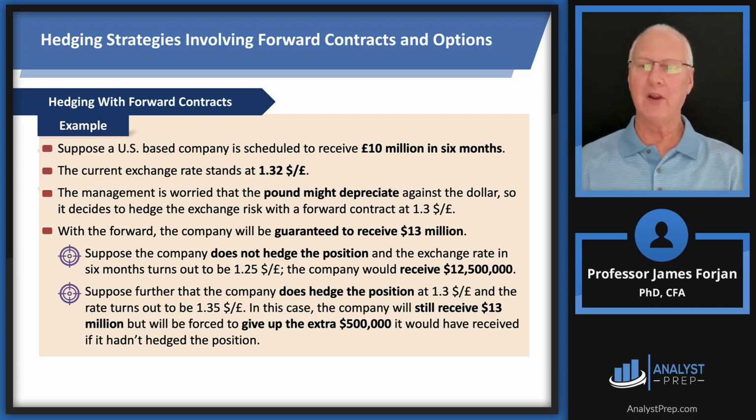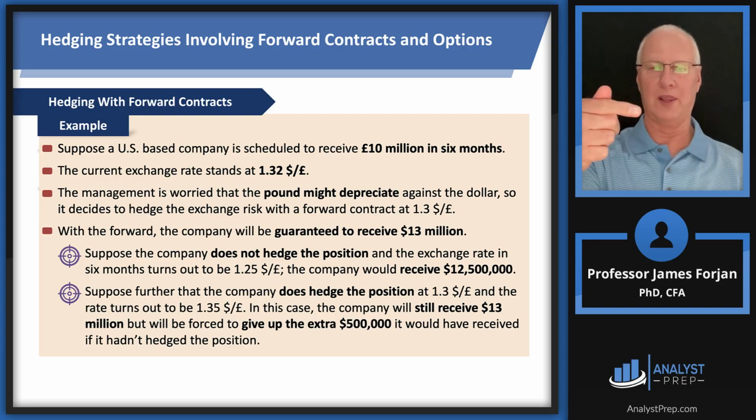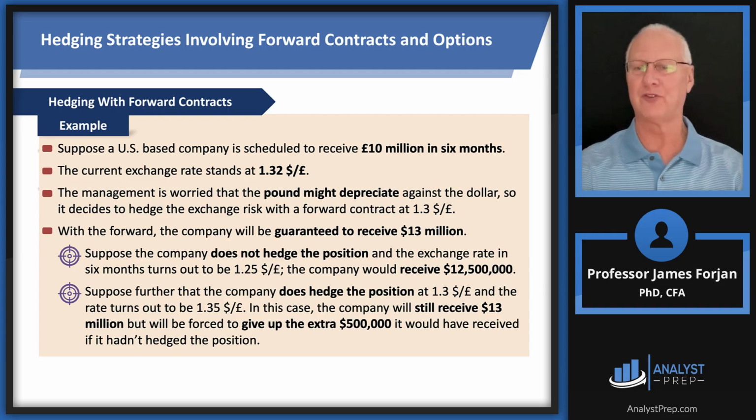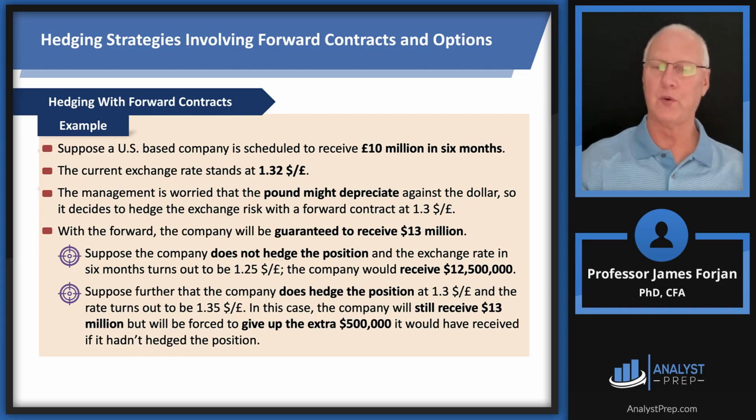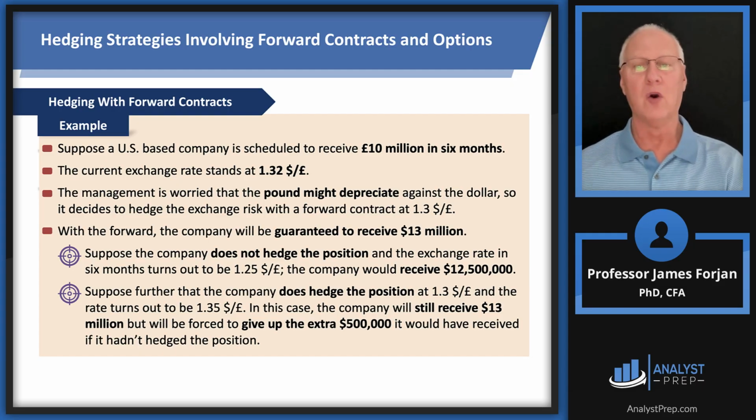Now, let's compare that against a non-hedged position. Suppose that we do not hedge and the exchange rate in 6 months turns out to be $1.25 per British pound. Notice we went from 1.32 down to 1.25, so the US dollar got stronger. So as a US company, that's going to hurt us. We're only going to receive $12.5 million.